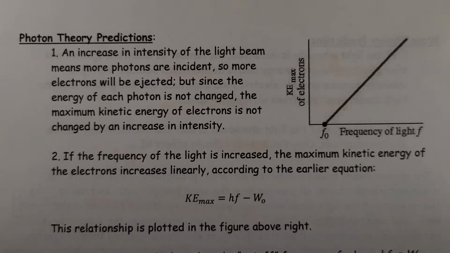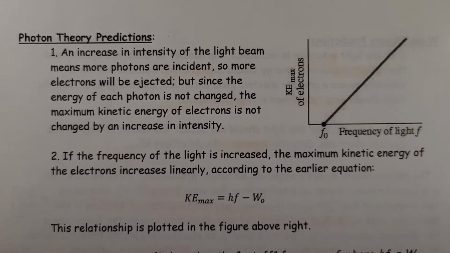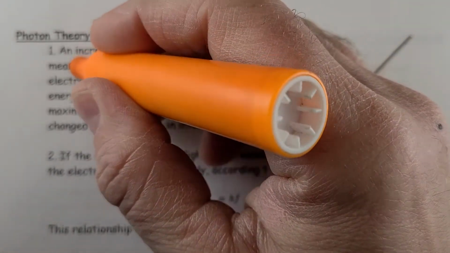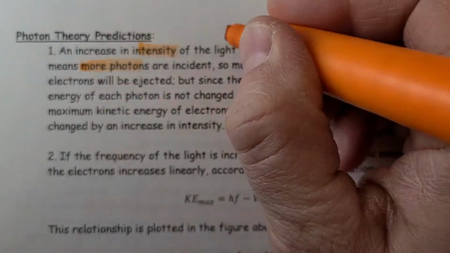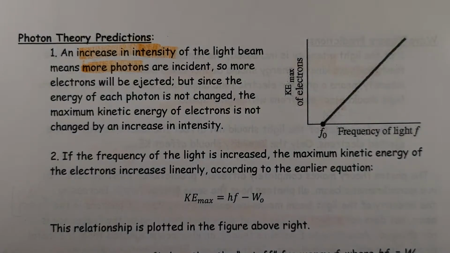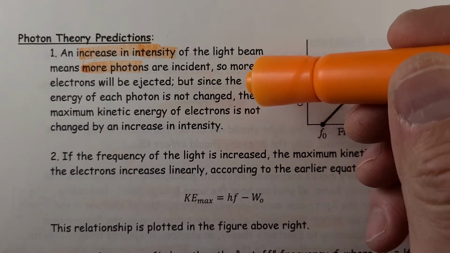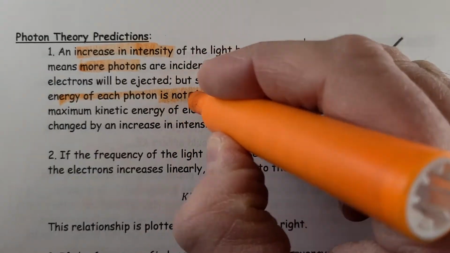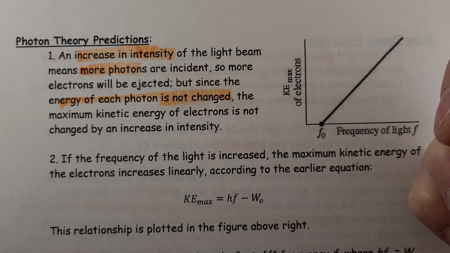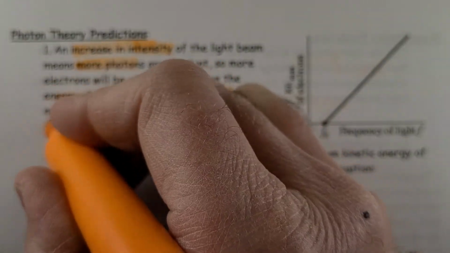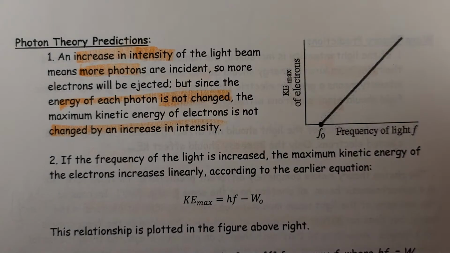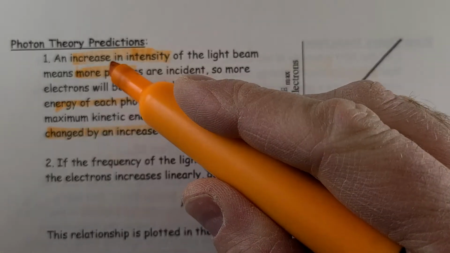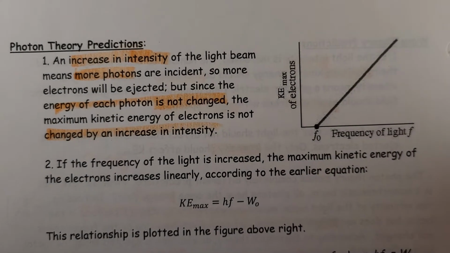So here, an increase in intensity of the light beam, or the brightness, simply means I get more photons being ejected. So if I increase the brightness, that just simply means more packets of energy. So more electrons will be ejected, but since the energy of each photon is not changed, the maximum kinetic energy of electrons is not changed by increased intensity. So increasing brightness does not increase the energy, it just simply increases the number of photons. And that's what you saw in that simulation when you did it. When you adjusted the brightness at a particular frequency, it just simply meant more photons.